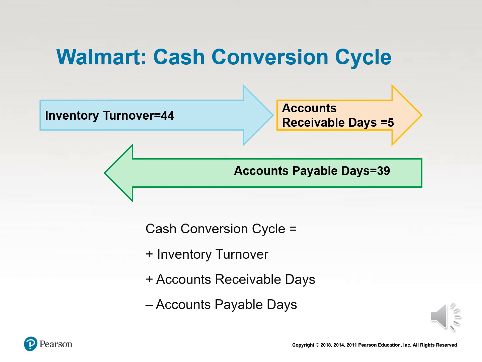This leaves a cash conversion cycle of 10 days. That comes from adding together inventory turnover of 44 and accounts receivable days of 5. Then subtracting the accounts payable days of 39. It takes 10 days for $1 to cycle through the company. That's a pretty quick cash cycle.